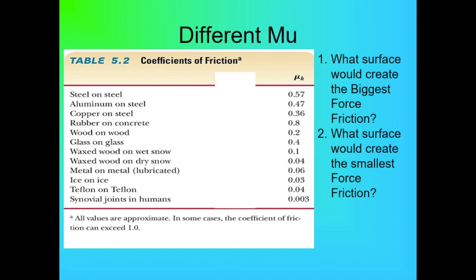Key takeaways from today's notes is that force friction depends on something called mu, and mu just stands for the coefficient of friction. The smaller the coefficient of friction, the smaller the force friction will be. The bigger the coefficient of friction, the bigger force friction will be. A big force friction means that we're able to stop very quickly. A small force friction means that it's going to take a lot longer for us to stop. This is important, especially when it comes to cars.